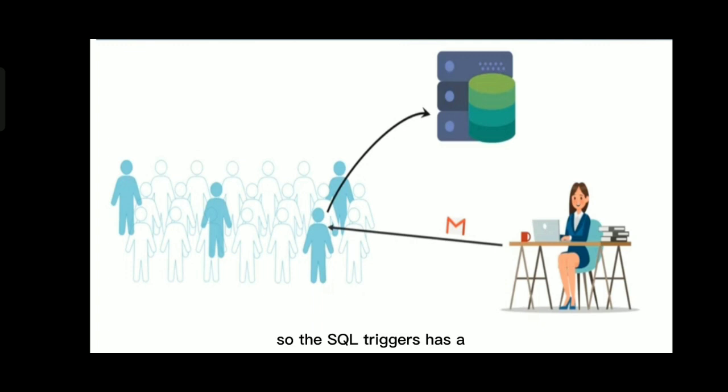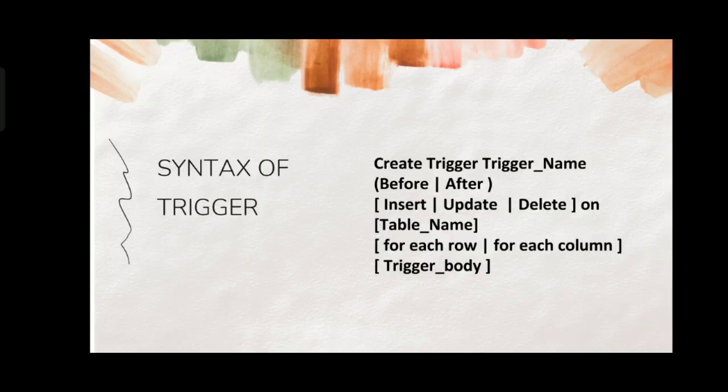The SQL trigger has the following syntax. The syntax for the SQL trigger is: create trigger, trigger_name, before or after. These two cannot be interchanged. Before must come first before after, and then insert, update, or delete on the table name, for each row, and then the trigger body.